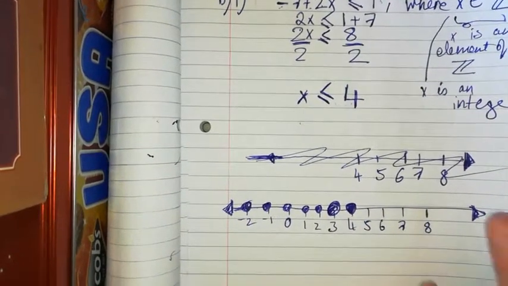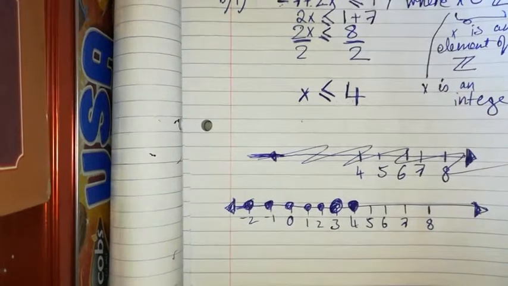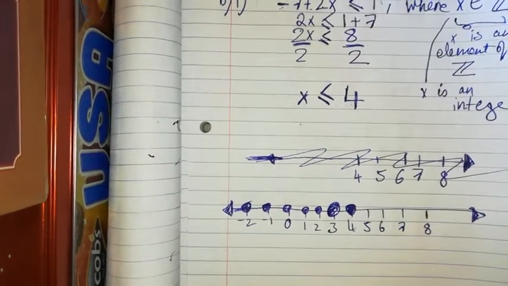So we're saying x is less than or equal to 4. And that is our answer for that.